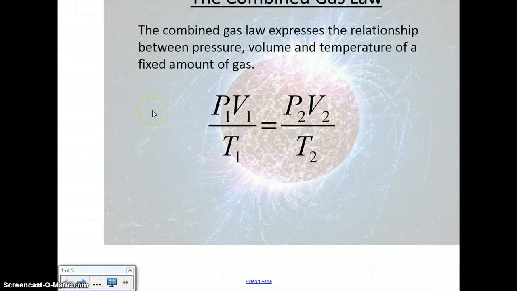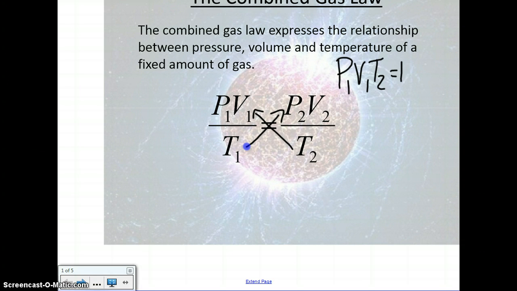Okay, now I can cross multiply. So I cross multiply these up, and that would give me the linear form of P1 V1 T2 equal P2 V2 T1. So in that way, we have nothing in the denominator. Alright, let's do some practice problems.